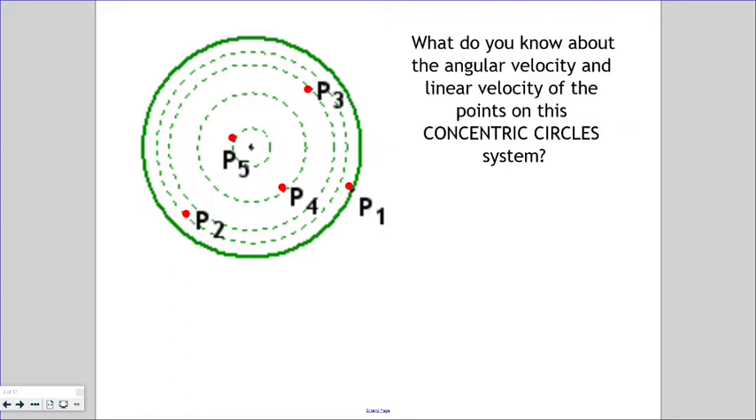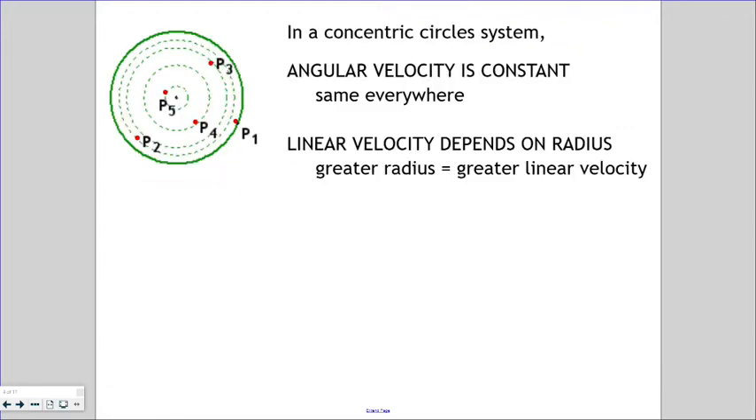But depending on how far from the center of the merry-go-round you were, your linear velocity changed. And so we found that the angular velocity was constant on that concentric circle system, but the linear velocity depended on how far from the center you were, that value of r in those equations. All right, the greater the radius, the greater the linear velocity. The farther away from the center of that merry-go-round, the faster you were moving.